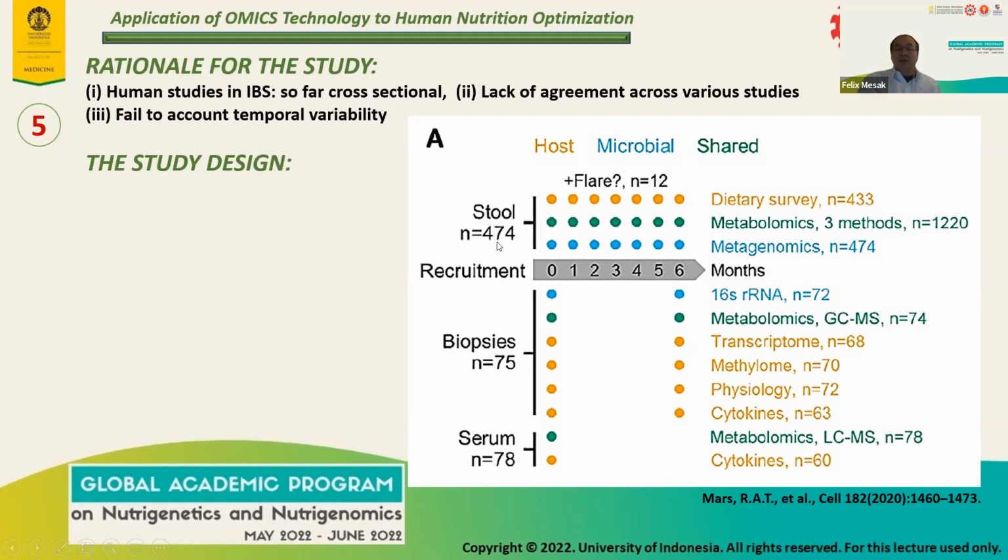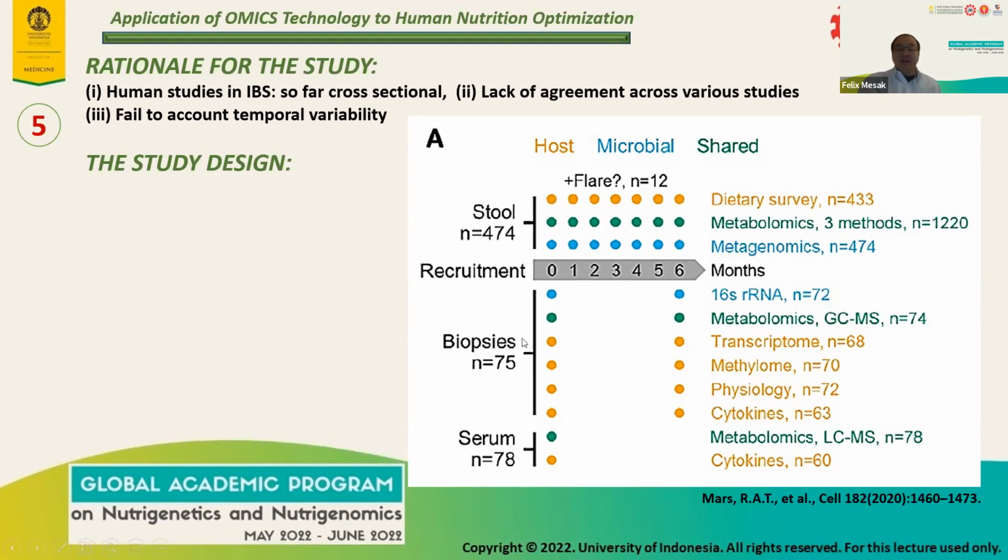You can deduce here that all the stools undergo metagenomics, so 474, and not all would yield data for dietary. For metabolomics, they run three different methods, so 1220 divided by 474 gives you roughly the sample size for each method.